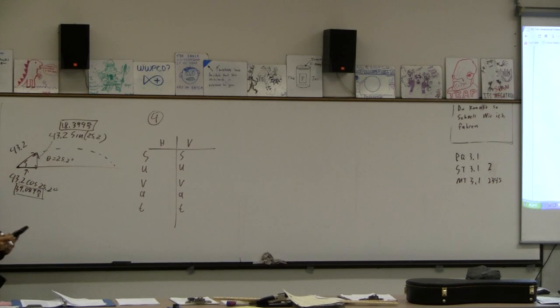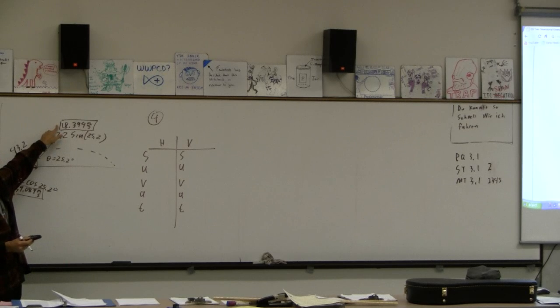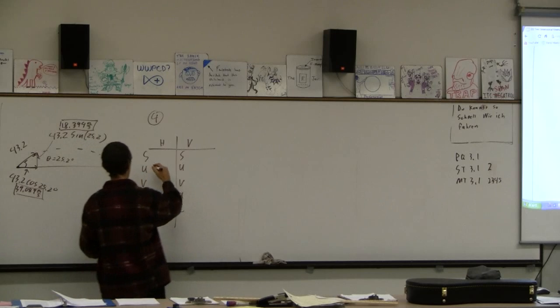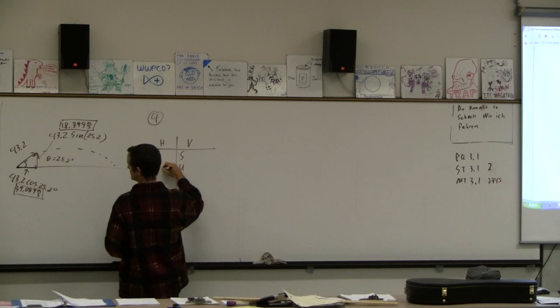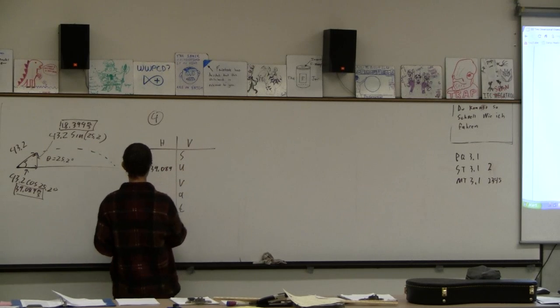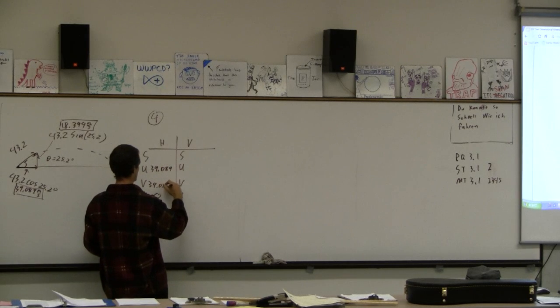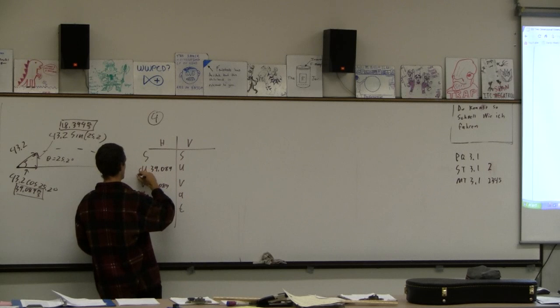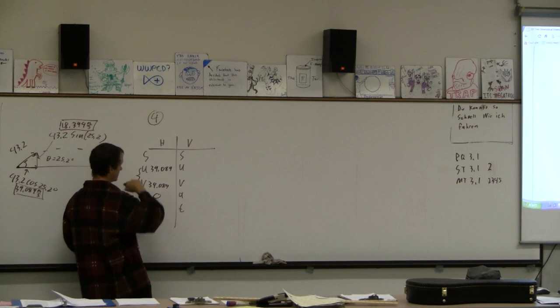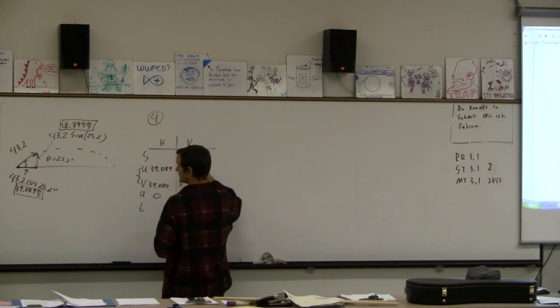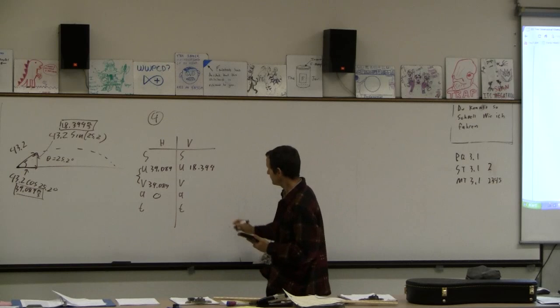Okay, so what's the trick? Where do the launch velocity components go? Are they the initial velocity? Yes, this is vertical, this is horizontal, right? So 39.089. Since this acceleration is 0, then this one's the same. These guys are always the same. This one's always 0. This initial velocity is 18.394.